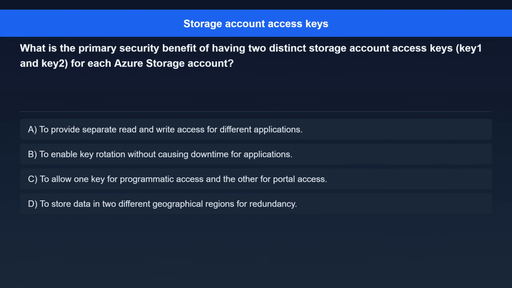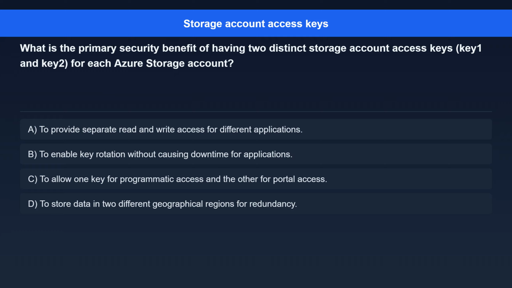Question 5. What is the primary security benefit of having two distinct storage account access keys, Key 1 and Key 2, for each Azure storage account? Option A. To provide separate read and write access for different applications. Option B. To enable key rotation without causing downtime for applications.